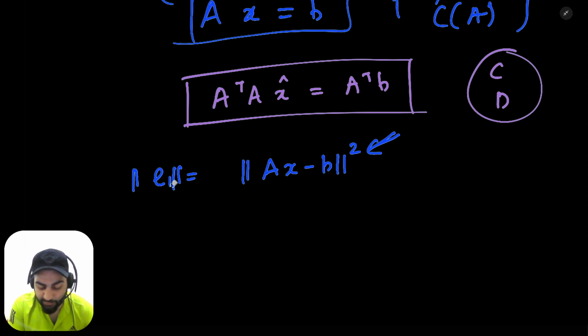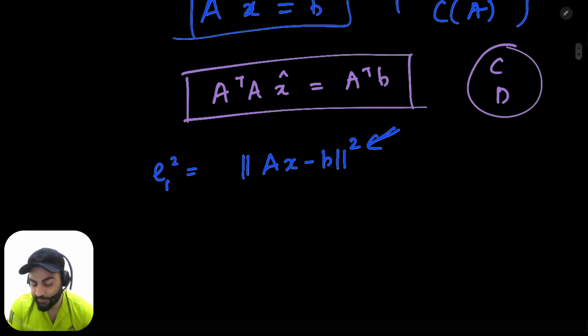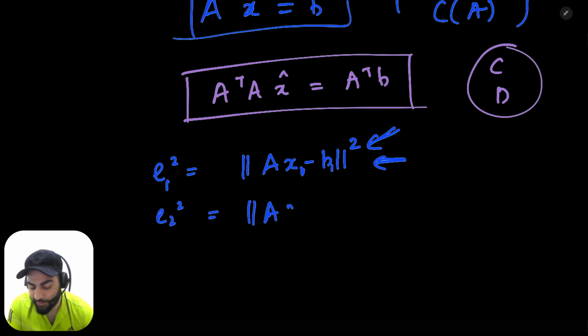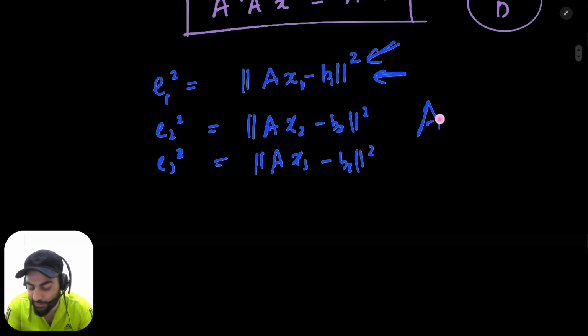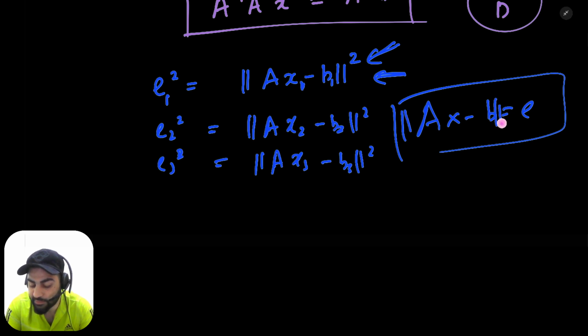So this is error one; error one squared is this one, and this is what should be minimized. This is the point x1 and b1. Error 2 squared is the same, A x2 minus b2, whole square. And error 3 squared is A x3 minus b3, whole square. So this is what we have to minimize. Our error was Ax minus b is equal to e, and the squared error is you have to square this.